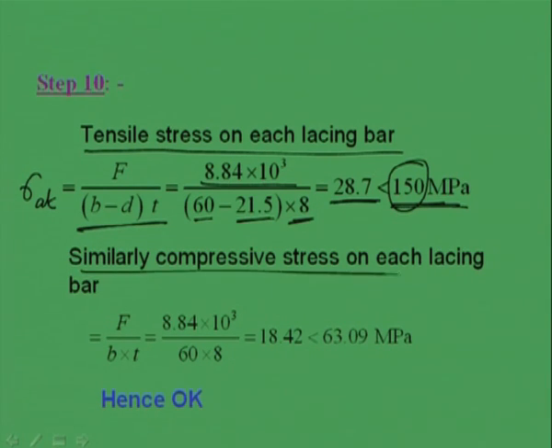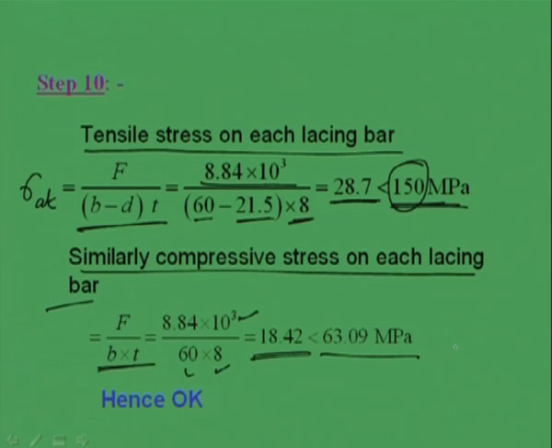Similarly, for compressive stress on each lacing bar, we will get F by BT. F we know, and B T. So, we are getting 18.42 MPa. This is also much less than the permissible stress.